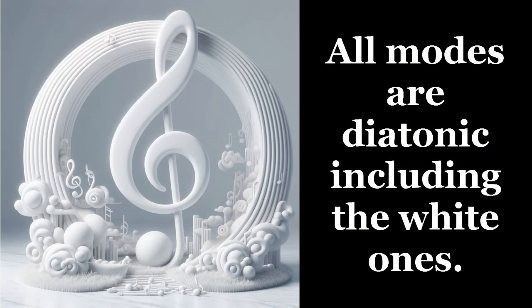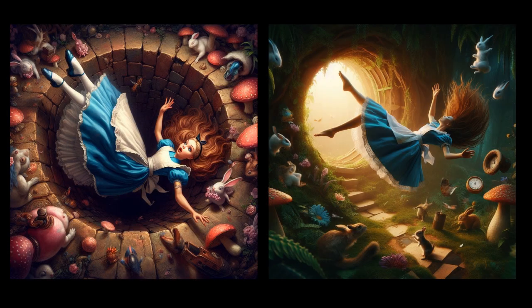In the largest sense, all the white modes can be considered part of C major, so all the modes are white music. For now, think of diatonic music as white music. It's not the full story, but it is a very good place to start. Now comes the rabbit hole. It seems like there is always a rabbit hole when we are trying to explain something important.